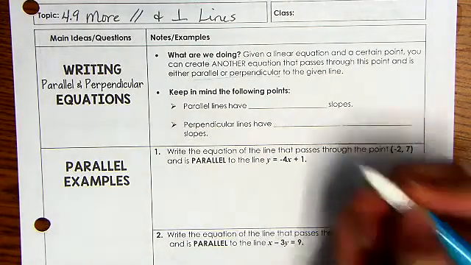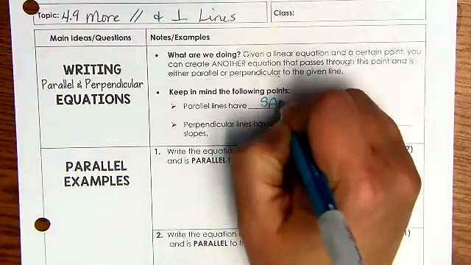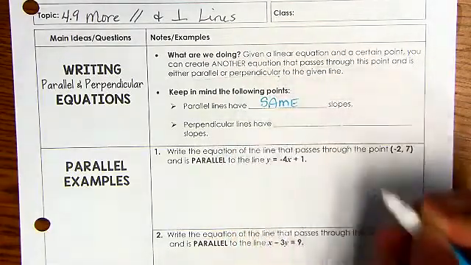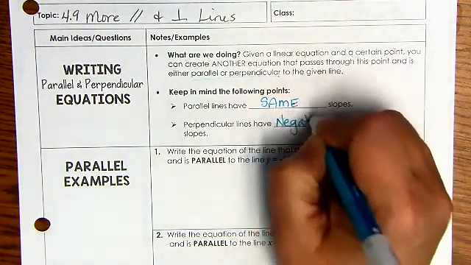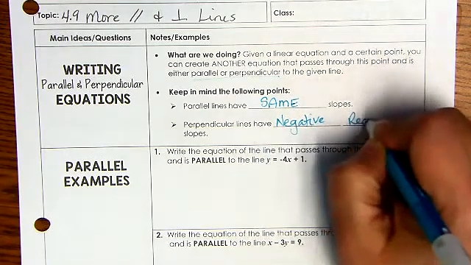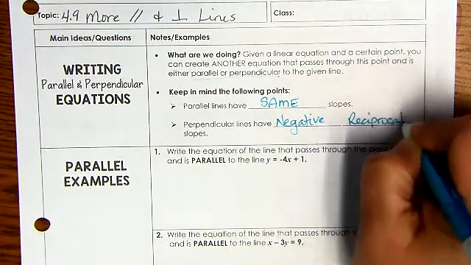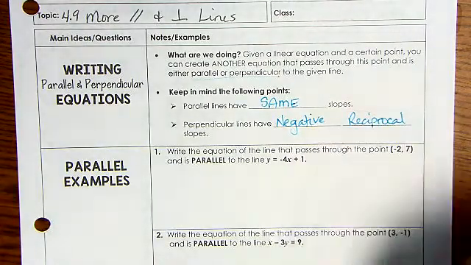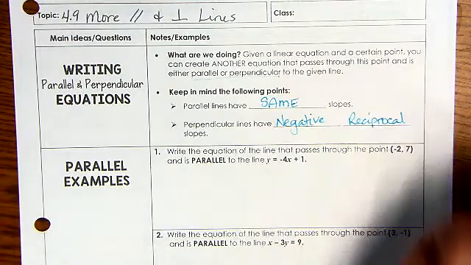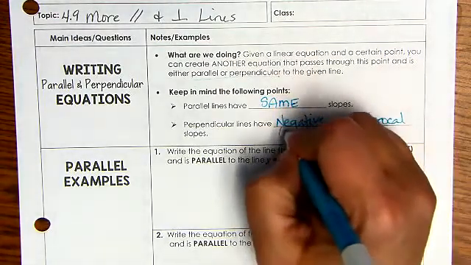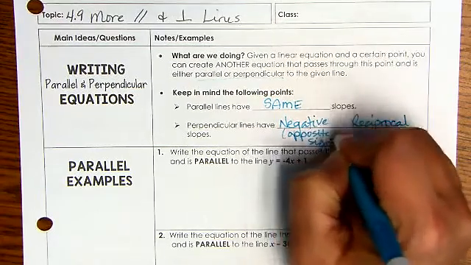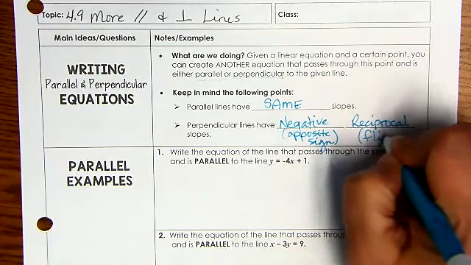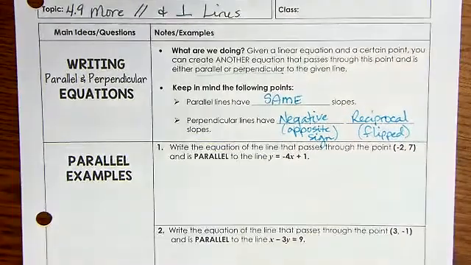Parallel lines have the same slope. Perpendicular lines have negative reciprocal slopes. Sometimes I think of negative reciprocal as opposite sign, and then reciprocal is flipped. It's kind of your common way to think about it. Okay, so let's work some examples now.